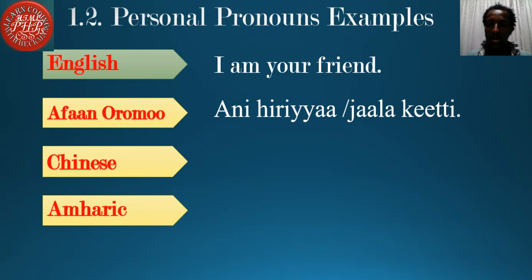Ani hriya keti. Hriya means friend. Keti indicates your. Ani hriya keti, or we can say ani jala keti. We can use both of them, okay, in both ways.